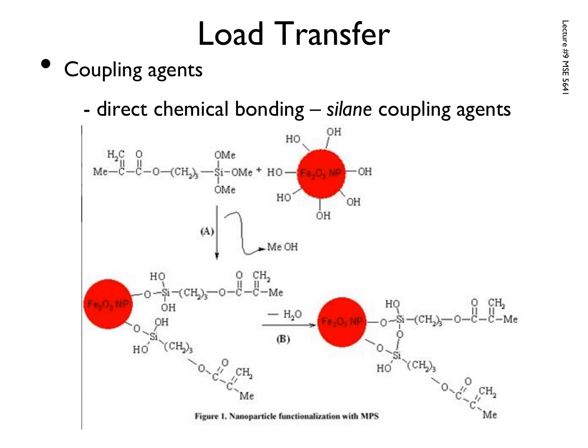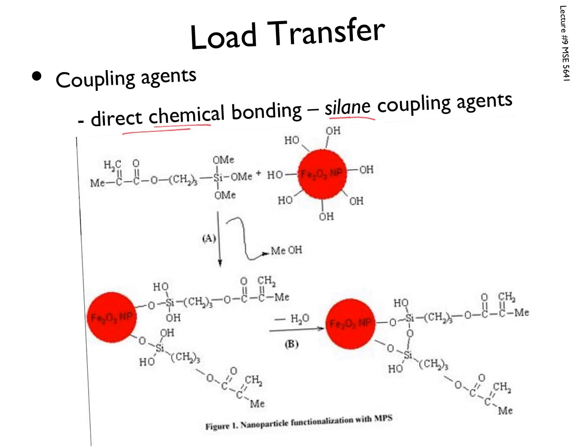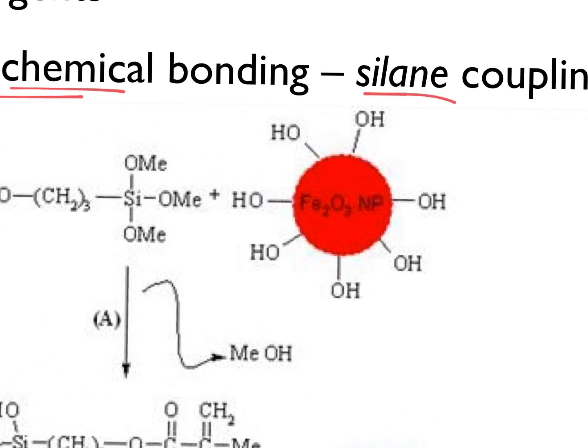Now, this is not the only coupling agent out there, and there's lots of these types of coupling agents, but there's other more refined coupling agents that don't just rely on hydrogen bonding. And these are examples of a direct chemical bonding called silane coupling agents. We're just going to go over this briefly, just to give you an idea of what is done here. And again, there's whole books written on this.